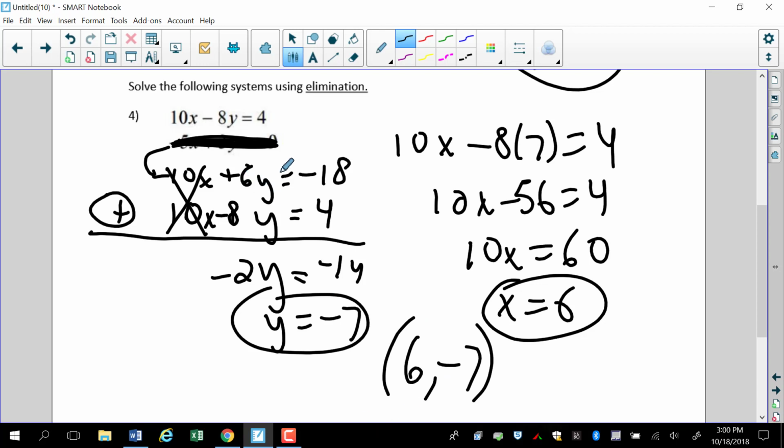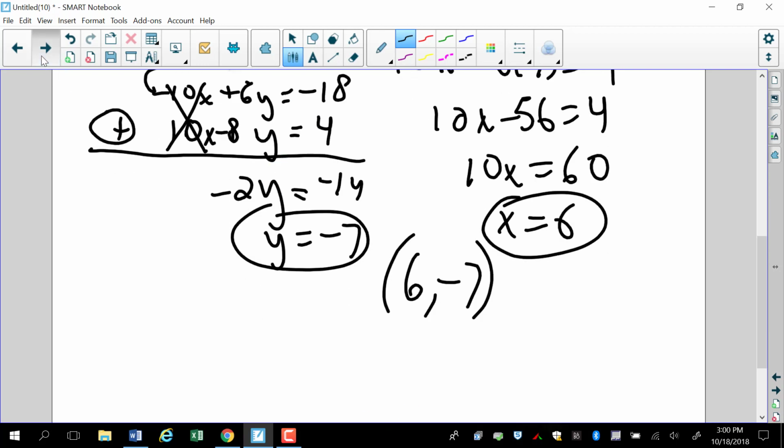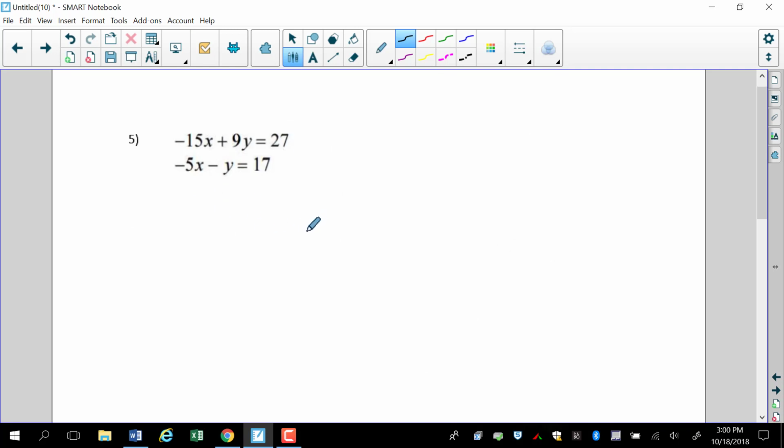So again, it's just another method. We'll practice another one. If you flip the page over, we have this one. We can practice this as well. So this one we have two pretty simple options. We can either multiply this bottom equation by 3 to get this to become 15, or multiply it by 9 to get this to become 9. I'm going to go simple. I'm going to multiply this whole bottom equation by 3.